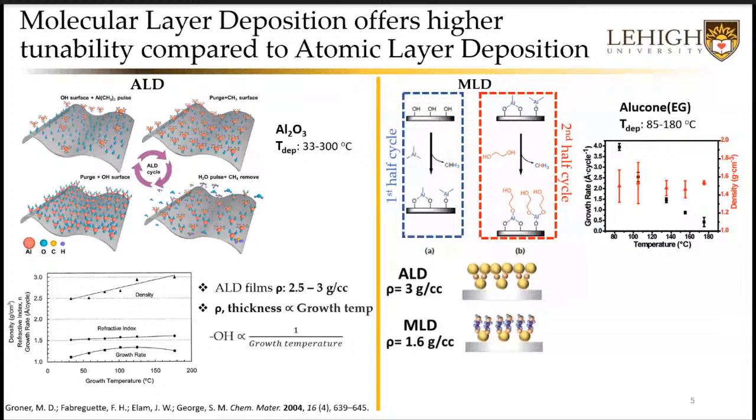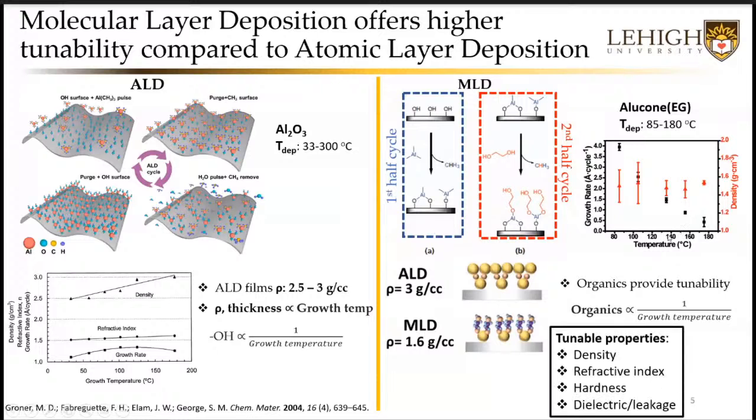So these organics incorporated into the film provide tunability to its properties, and the organics are inversely proportional to the growth temperature. So the amount of organics incorporated into the film substantially decreases as the growth temperature increases. So they have tunable properties. When the organics are incorporated into the film, they can be removed later by subjecting the films to post deposition thermal processing. This can be at a growth temperature or slightly higher for annealing, and then you can see that the density, refractive index, hardness, and the dielectric behavior of these films changes.